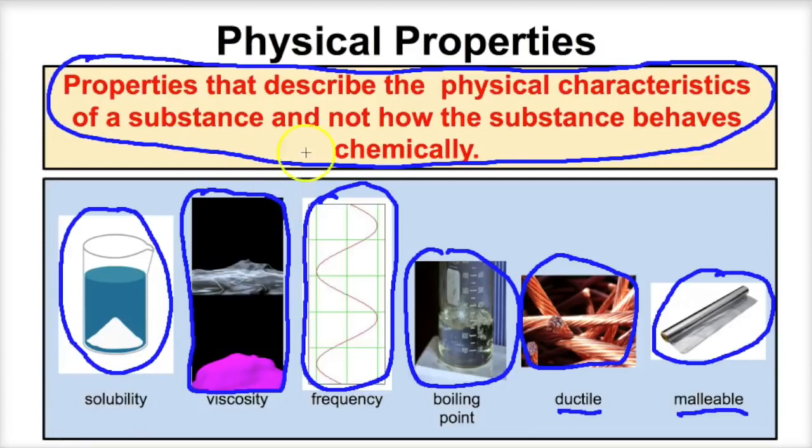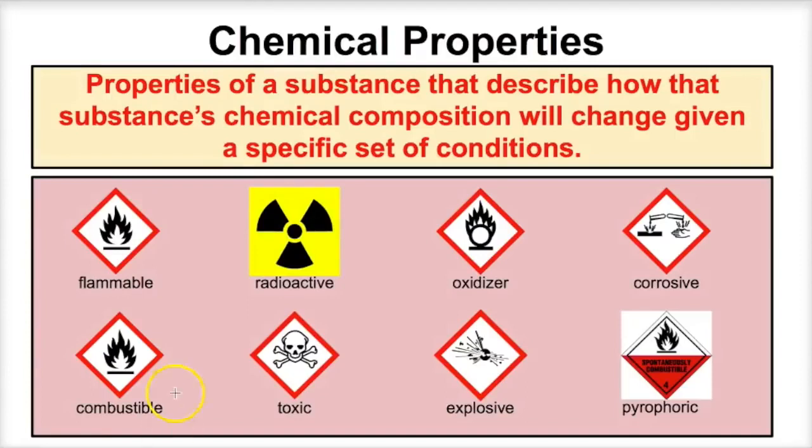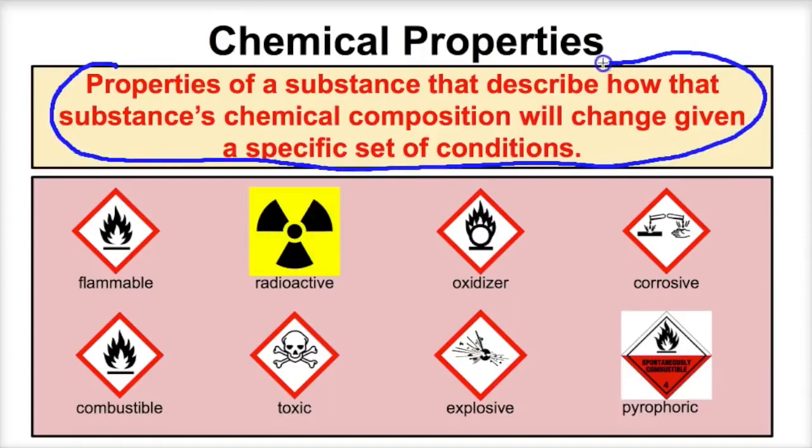So physical properties are properties that describe the physical characteristics of a substance and not how the substance behaves chemically. Let's take a look now at chemical properties. Chemical properties are a little different. Chemical properties are properties of a substance that describe how that substance's chemical composition will change given a specific set of conditions. If I said gasoline is flammable, that tells you how that gasoline is going to react when exposed to an open flame.